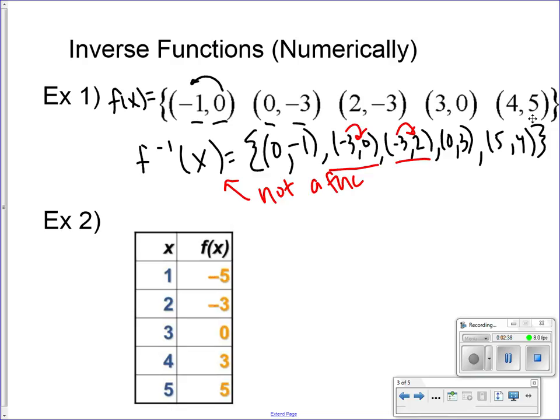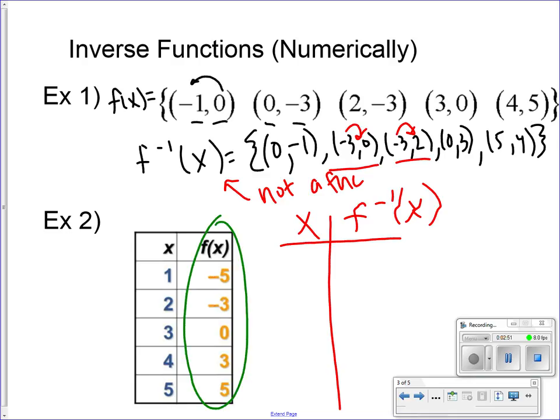So in example 2, also numerically, we have a list of numbers. This time we have a table. So now we're going to have x and f inverse of x. All of the outputs, f of x, now become the inputs. And the inverse function will map it back to its former input. So -5 maps to 1, -3 maps to 2, and so on and so on. And you always want to check, do any of your new inputs have more than one output? This is indeed a function. So let's do it numerically.